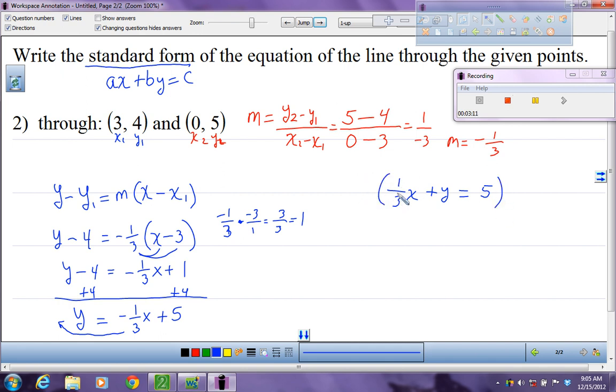So since I'm dividing by 3 here, I can multiply by 3 so I can get rid of that fraction, that denominator. See, 3 times 1 is 3, divided by 3 makes it 1, so that's 1x, right? And then 3 times y becomes 3y, and 3 times 5 becomes 15. And we're done.